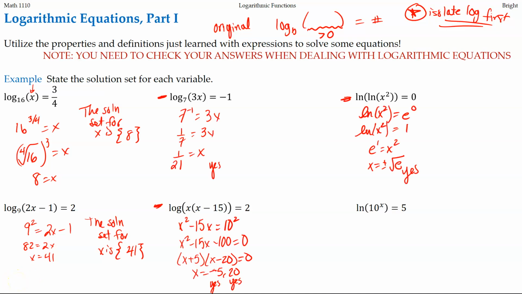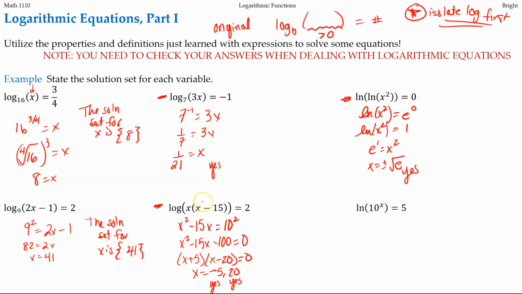So I paused the video and wrote out the solutions. In the first one I got 1 over 21. 7 to the minus 1 is equal to 3x, and then 7 to the minus 1 is the same as 1/7, 1 over 21. And then this one I did check it and it does work. So you put in 1 over 21 and yes, that's fine.